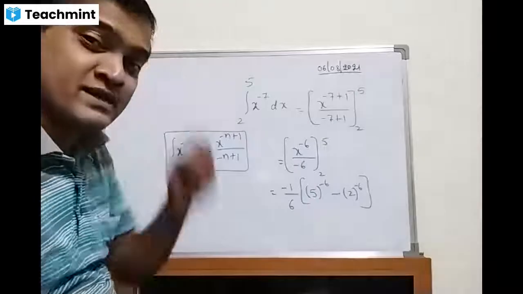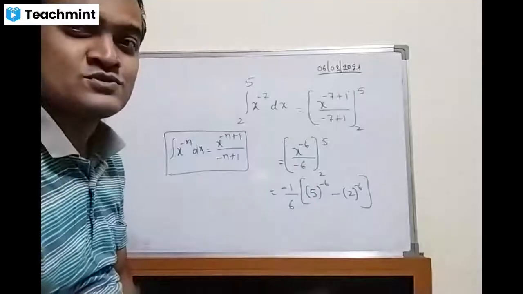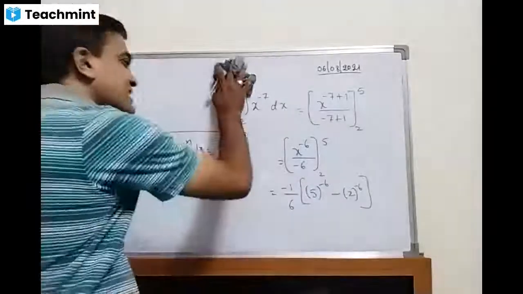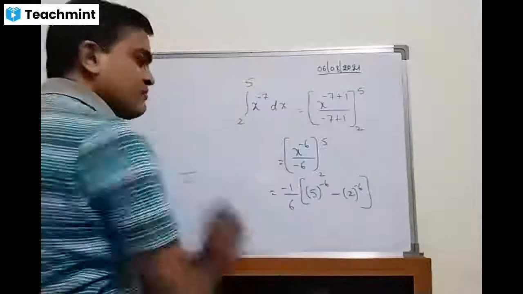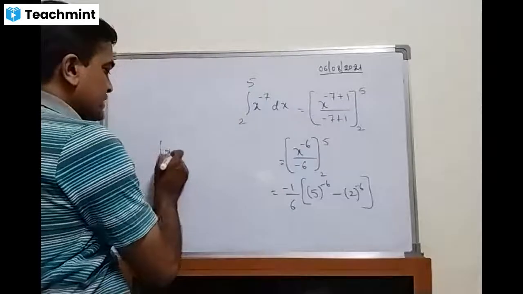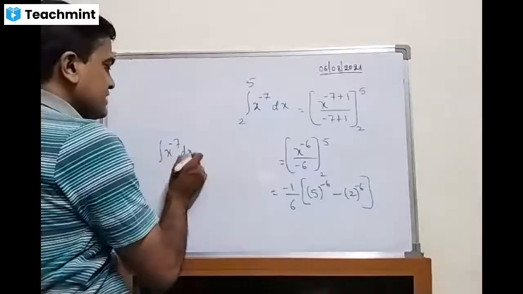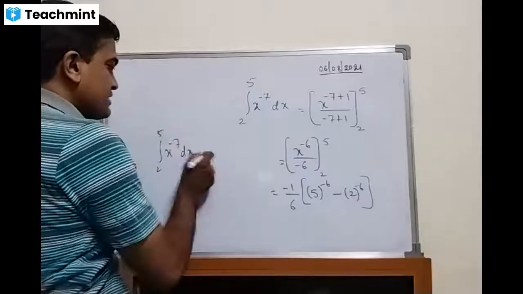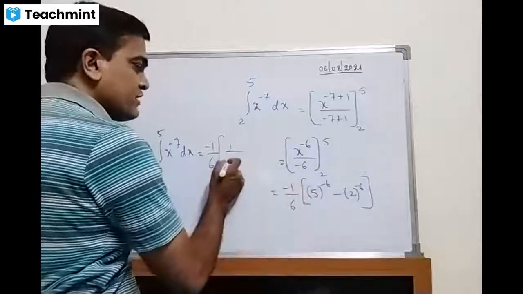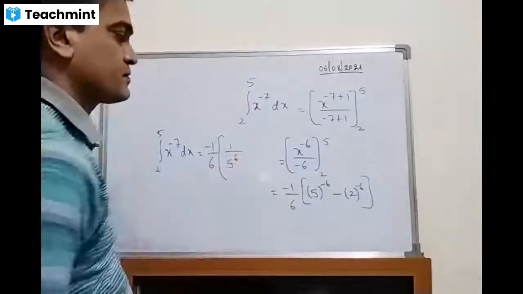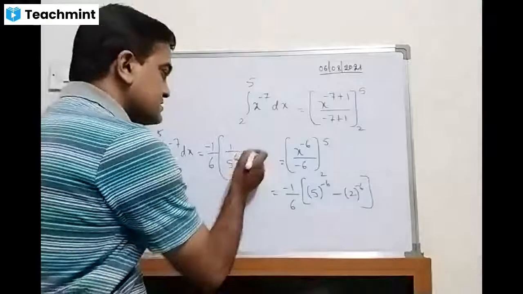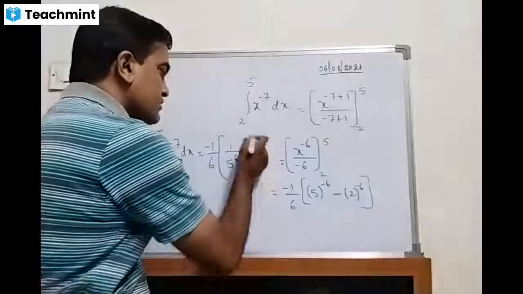5 to the power minus 6, minus 2 to the power minus 6. Now if I simplify this, I can write it like this. Integral of x to the power minus 7 dx from 2 to 5 can be written as minus 1 by 6 into 1 by 5 to the power 6 minus 1 by 2 to the power 6.